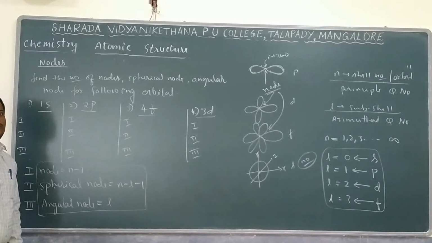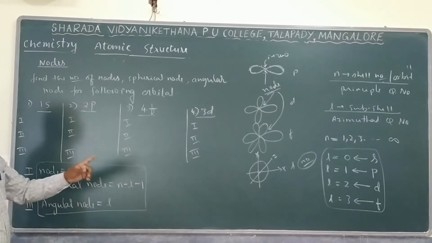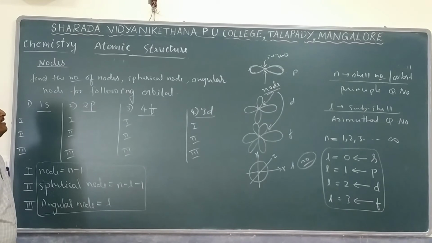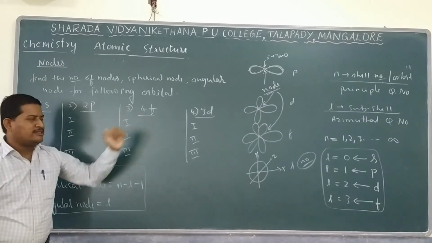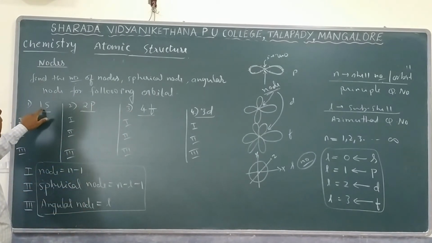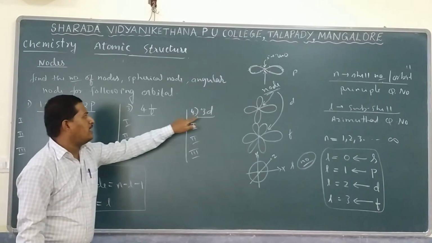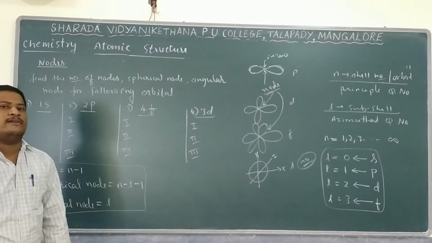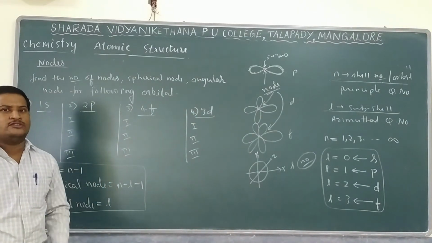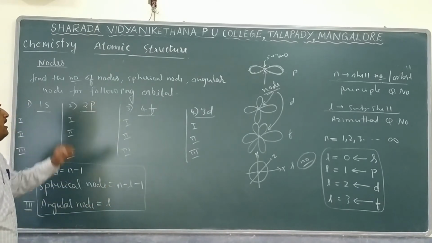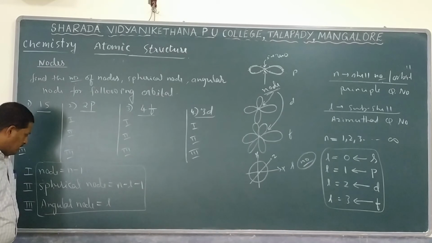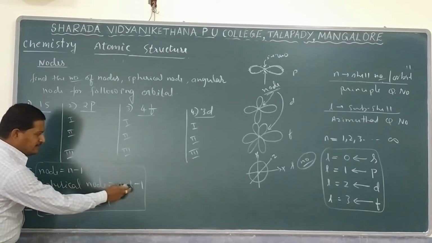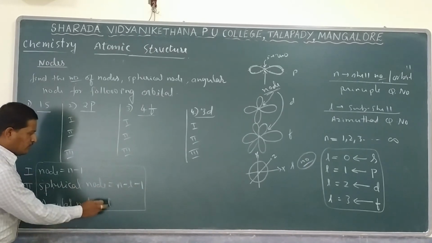Let us go for the calculation of the number of nodes, radial nodes as well as spherical or angular nodes present in a particular orbital. There are 4 examples in front of you: 1s, 2p, 4f and 3d. Orbitals like that are given. You have to find out the number of nodes, spherical nodes as well as angular nodes. Now the formula: number of nodes equals n minus 1, spherical node equals n minus l minus 1, and angular node equals l.